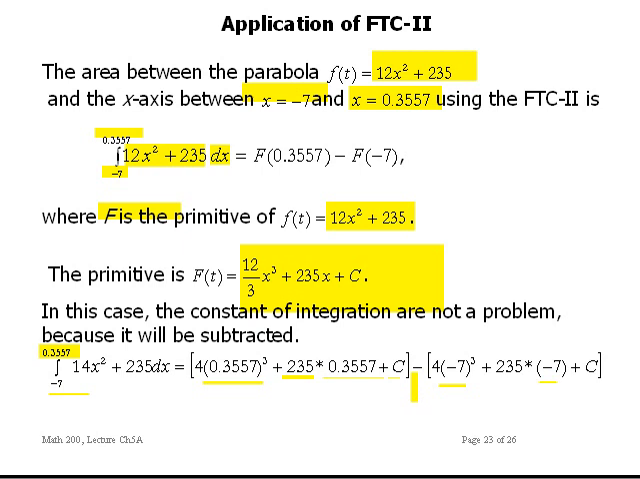Obviously, you've got plus c and minus c. Those constants vanish. So it does not matter. The constant of integration in this case doesn't matter. It does matter for the statement of the primitive, but as you can see, when you evaluate it in the definite integral, it subtracts off.